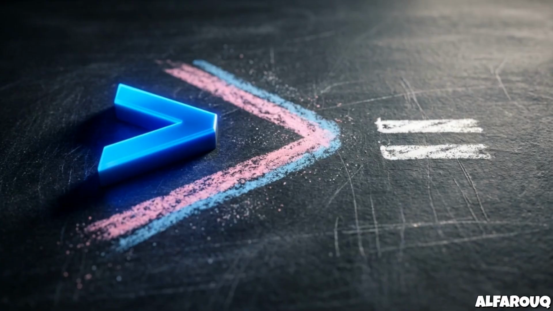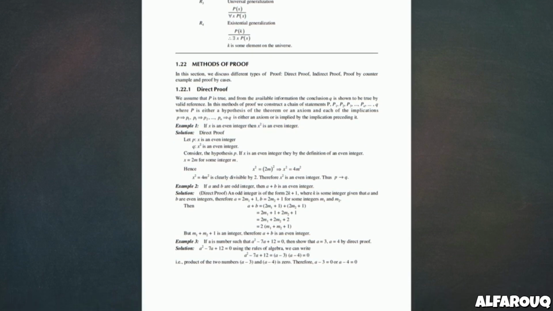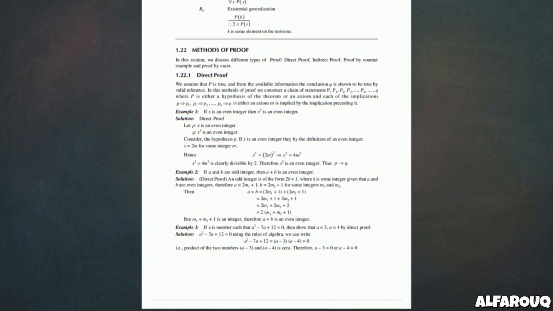Now we take these rules of logical inference and apply them directly to number theory, using a method called a direct proof. Take a look at the theorem in example 1. If x is an even integer, then x squared is an even integer. To prove this directly, we start by assuming the initial hypothesis is true, then we define it algebraically. We state that x equals 2m, where m is some integer. Then we perform the core math. We square both sides of our equation. Squaring 2m yields 4m squared.